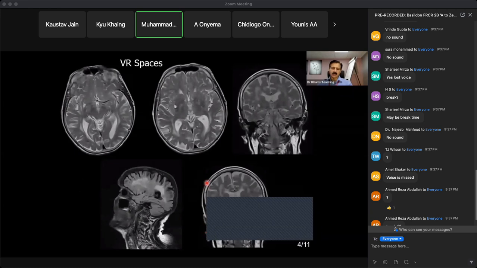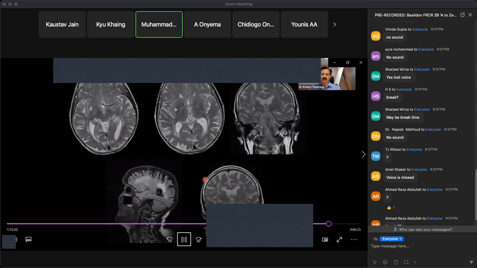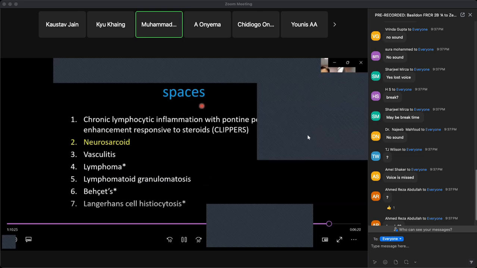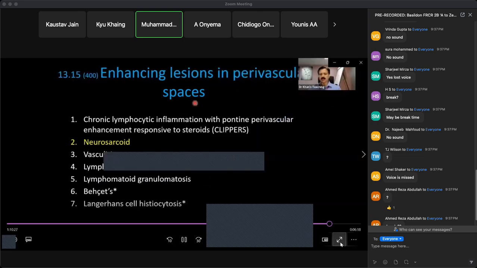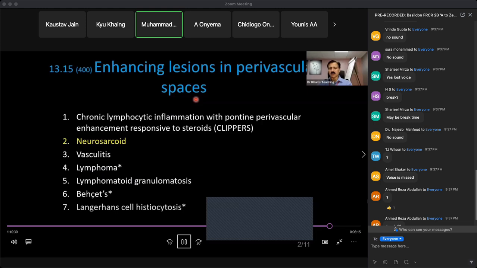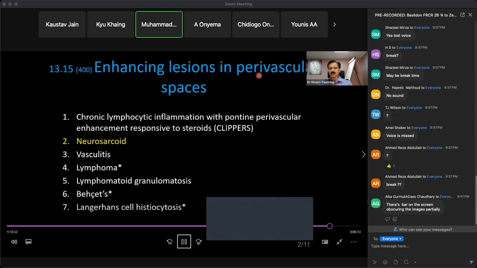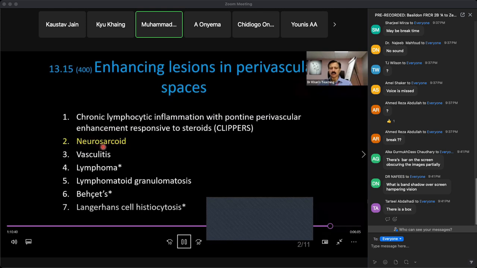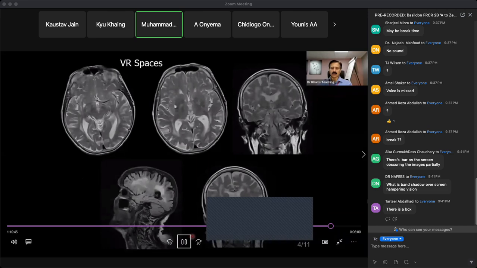So let's go back. By the way, I am going to come back to that sarcoidosis case, which you picked up, that infundibulum case. But first of all, let's develop our concepts. And these concepts are about perivascular spaces. By the way, there is a differential diagnosis in your book, which is enhancing lesions in perivascular space. This is the first time in Chapman this has been included. And neurosarcoidosis is there. Neurosarcoidosis is the greatest mimicker in neuroradiology.